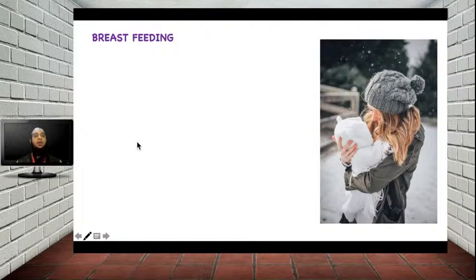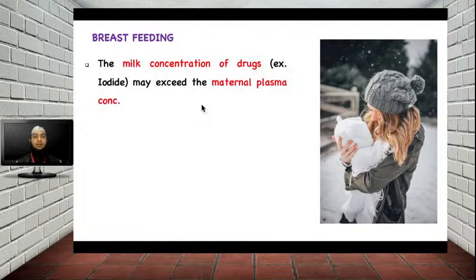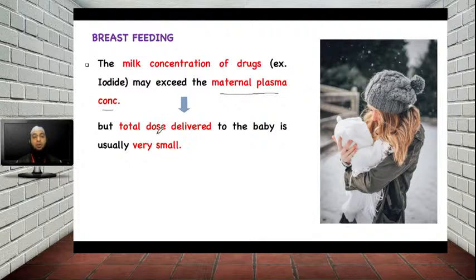In such a case, the milk concentration of a drug, for example iodide, may exceed the maternal plasma concentration. What it means is that the concentration of iodide present in milk may sometimes be even more than the plasma concentration of iodide in the mother. Although the milk has a high concentration of a drug like iodide, which you take in the treatment of the thyroid gland, and it goes into the milk, do remember that the total dose which is delivered to the baby is usually very small.